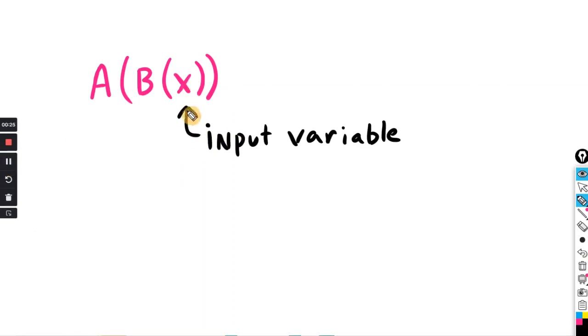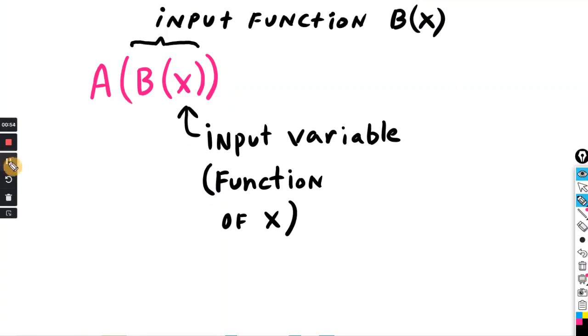And as a result, since x is the input variable, this entire composite function is going to be a function of x. It's dependent on x. All right, so once again, this variable inside the parentheses here, the whole function is going to be dependent on that variable. So this is a function of x. And this part here, b of x, that is your input function. All right, so b of x right here is going to be your input function.